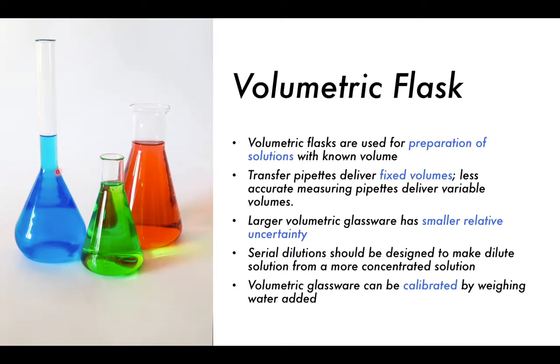Since our distilled water or pure water has a density of around 1 gram per milliliter, we can add water here until we reach the limit here. And then based on the mass of the water inside of the volumetric flask, we are able to calibrate our glassware. This is particularly important whenever we really need to be very accurate with our volumes and our concentrations.